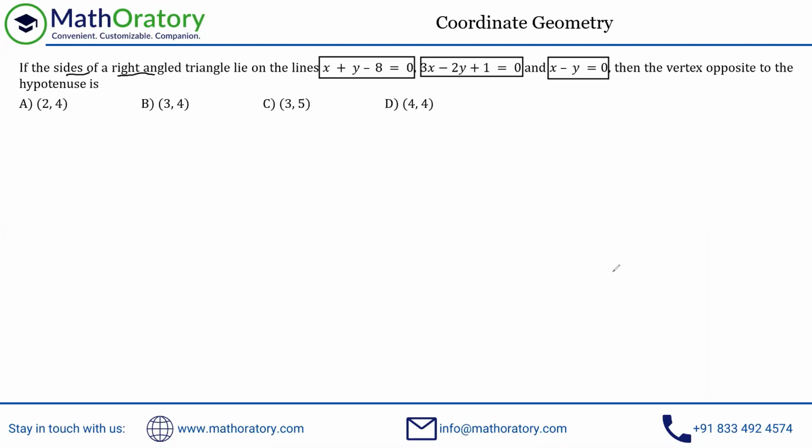So the first thing I'm noticing is the slope of these lines. I do identify that this one and this one are perpendicular. I'll come to the explanation a bit more if that is required. The question is looking for the vertex opposite to the hypotenuse. Okay, so the vertex opposite to the hypotenuse. If you think about the right angle triangle, the vertex opposite to the hypotenuse is basically that vertex on which you have that 90 degree, right?